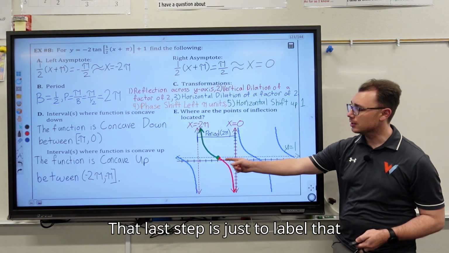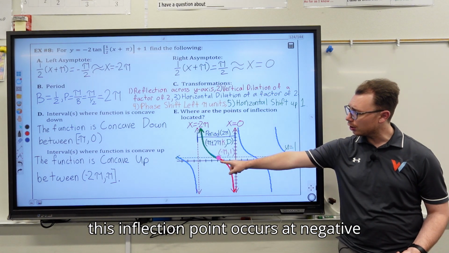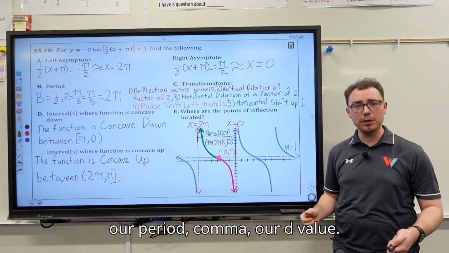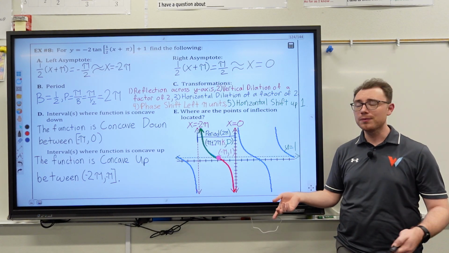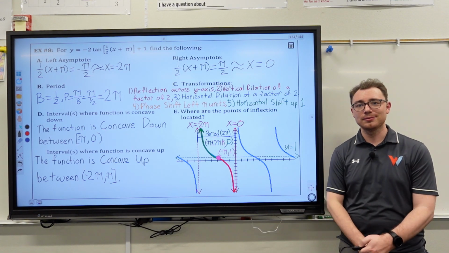That last step is just to label that point of inflection for part E, where this inflection point occurs at negative pi plus or minus our length of our period, comma, our d value. These here are the characteristics of that function for example 8.